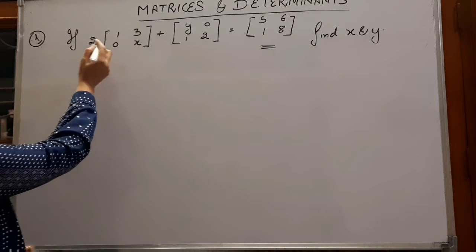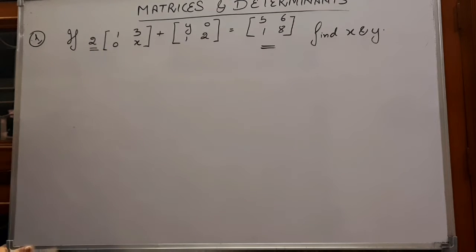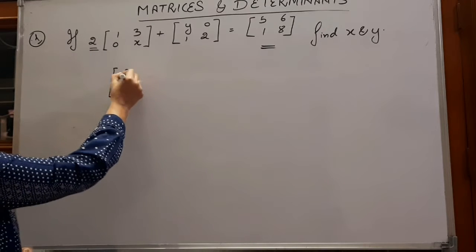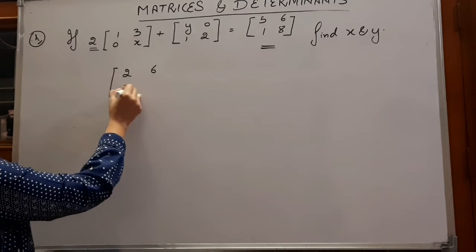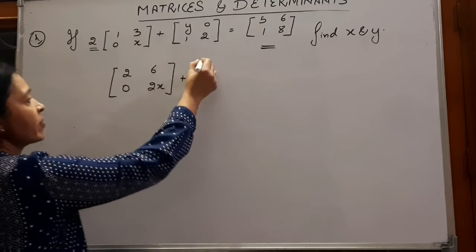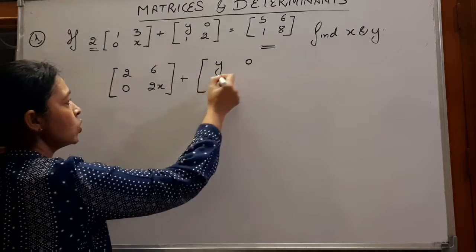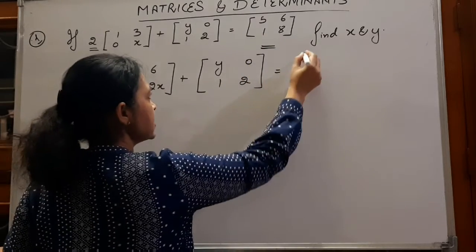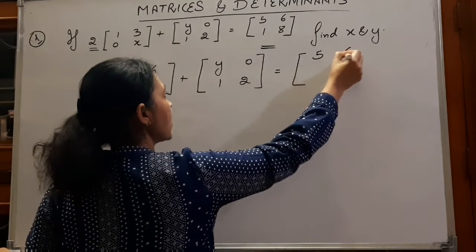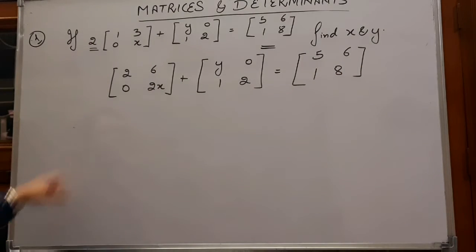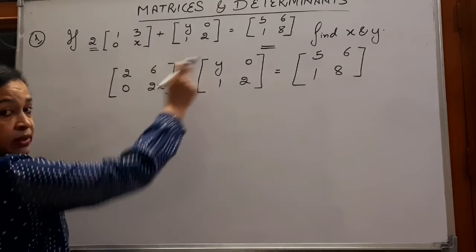First, we will multiply this 2 with the whole matrix. We will have 2 into 1 is 2, 2 threes are 6, 0 and 2x, plus another matrix y, 0, 1 and 2. The sum of these two matrices equals 5, 6, 1 and 8. These are the elements of the resulting matrix. Now, if we add two matrices, the corresponding elements will be added.